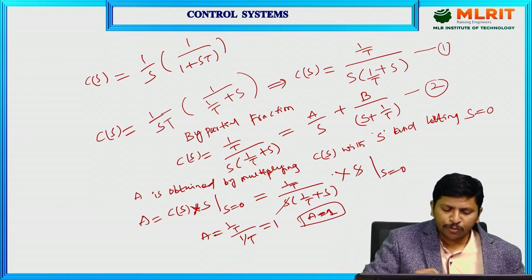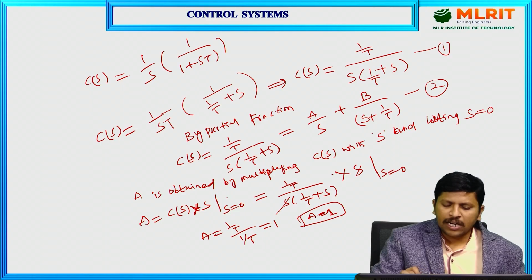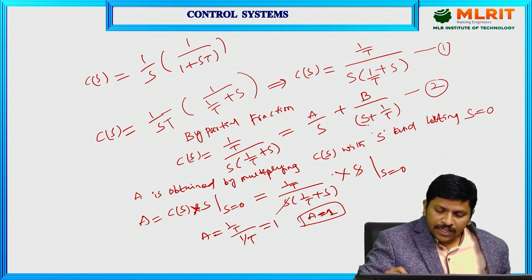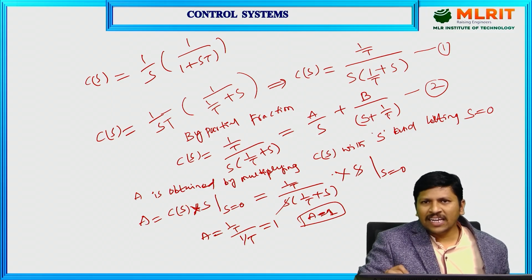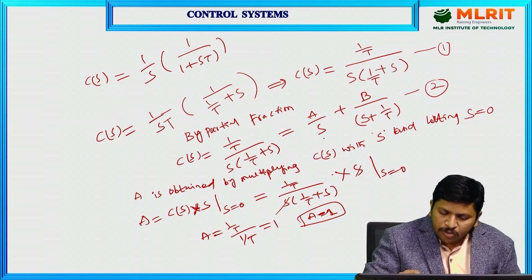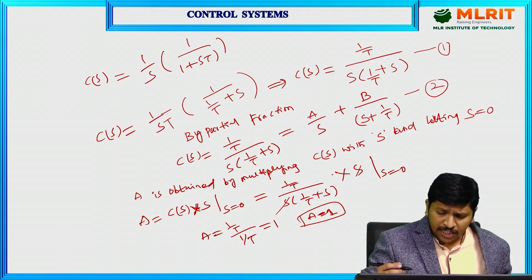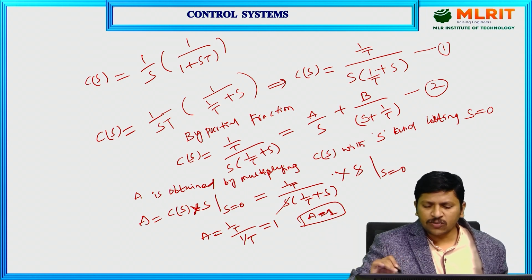Next, the same procedure applies for the calculation of the b value. B is obtained by multiplying C of s with the denominator term of b, that is s plus 1 by t, and letting s equals minus 1 by t. Here the denominator part s is there, so directly s equals 0. Next, s plus 1 by t equating to 0 means you will get s equals minus 1 by t. Just substitute minus 1 by t in place of s.